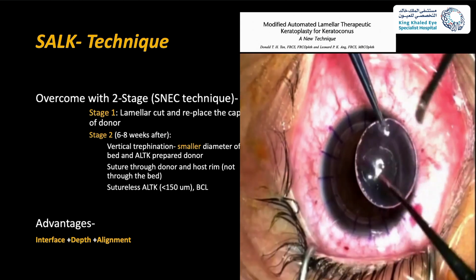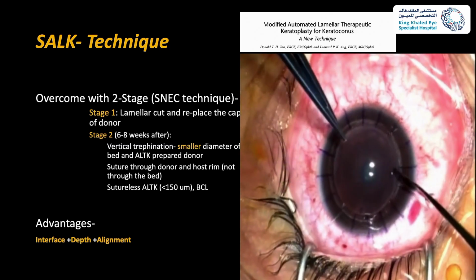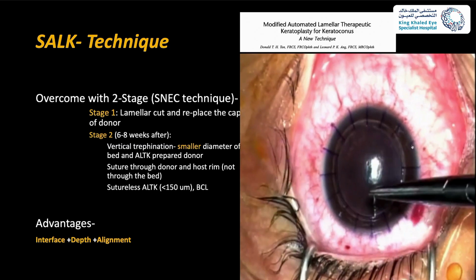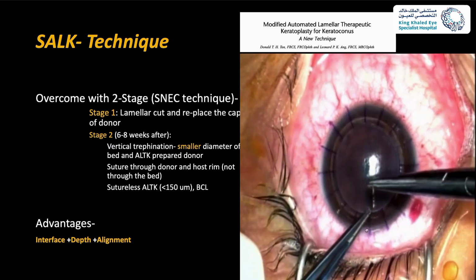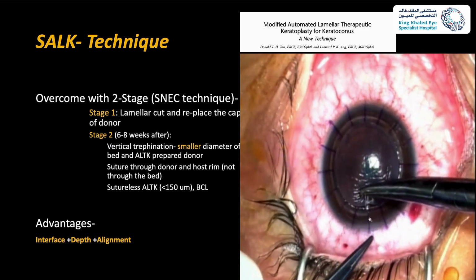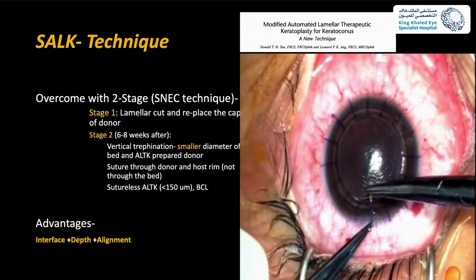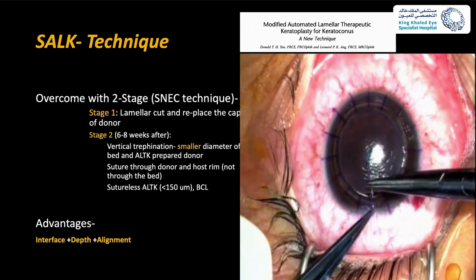Now, basically using the same vertical trephine, you can put on the graft and avoid the inherent problems of the microkeratome at the edges at the graft-host junction, and you will have your graft. So basically with the modified technique, you will have a smooth interface, accurate depth, as well as good alignment.